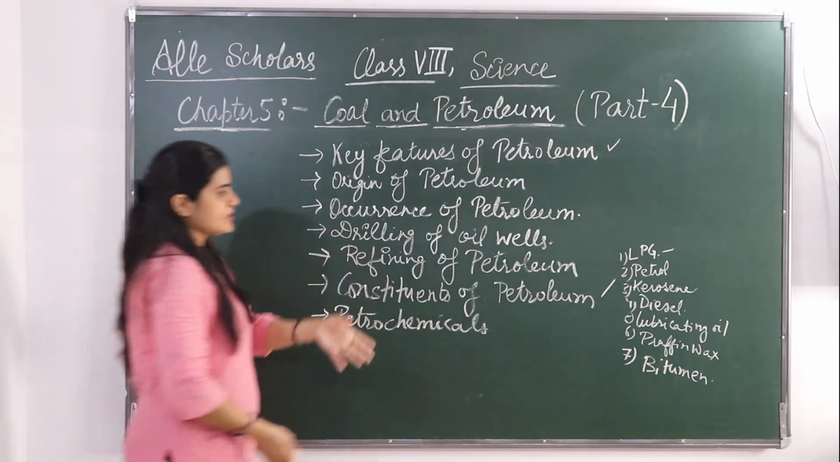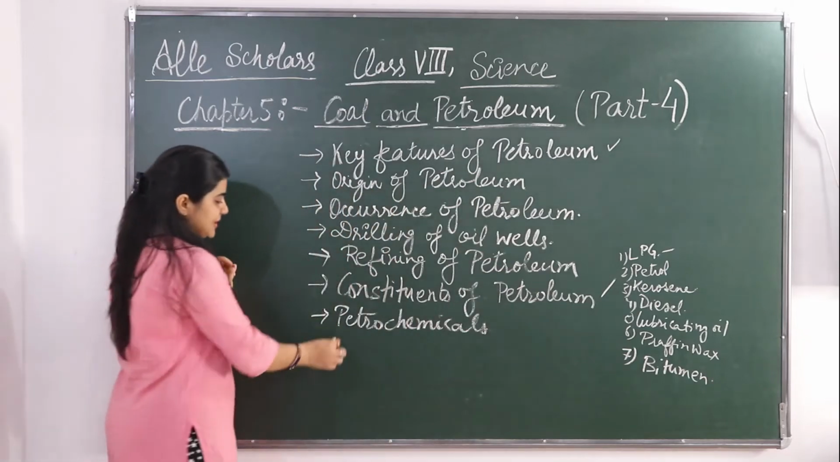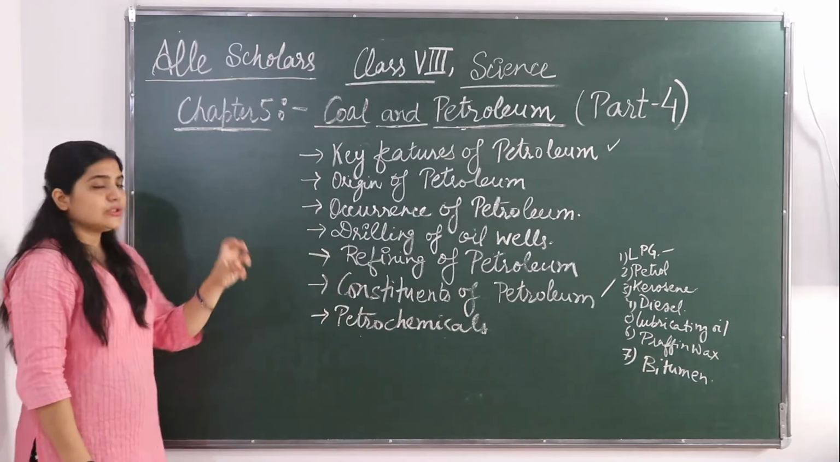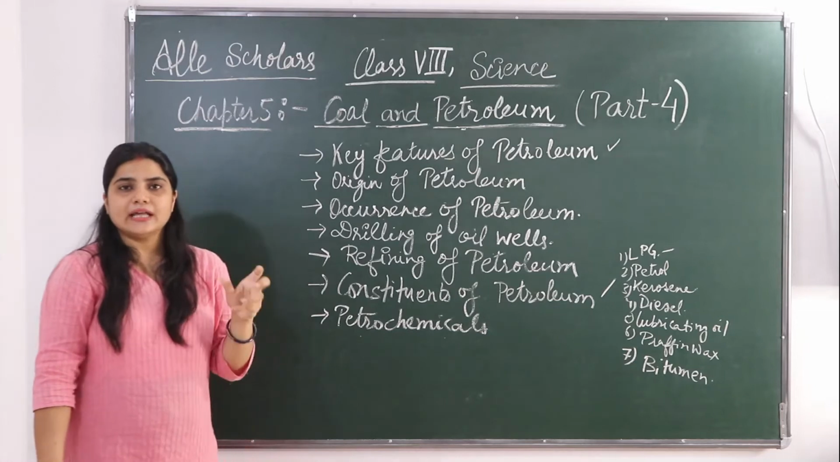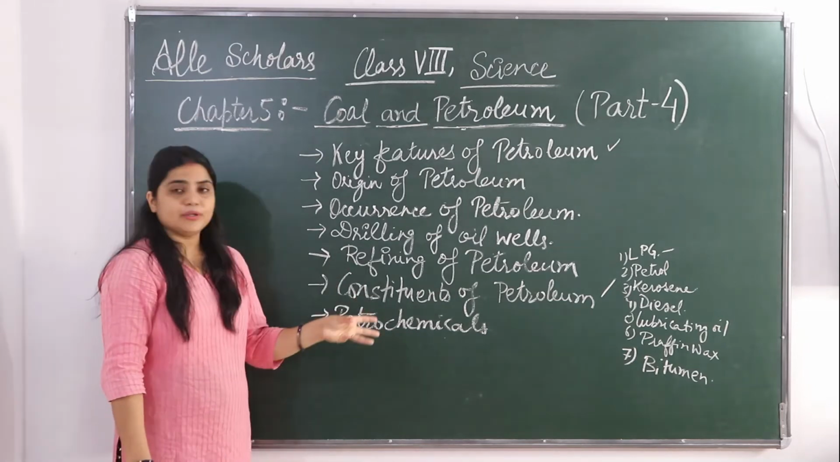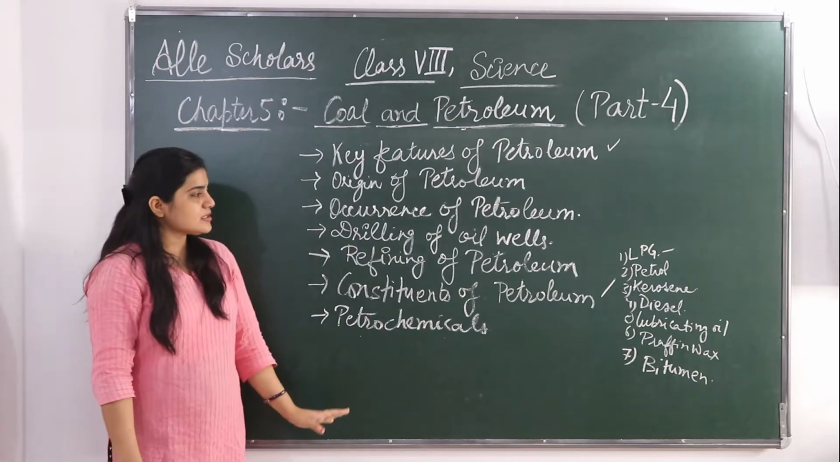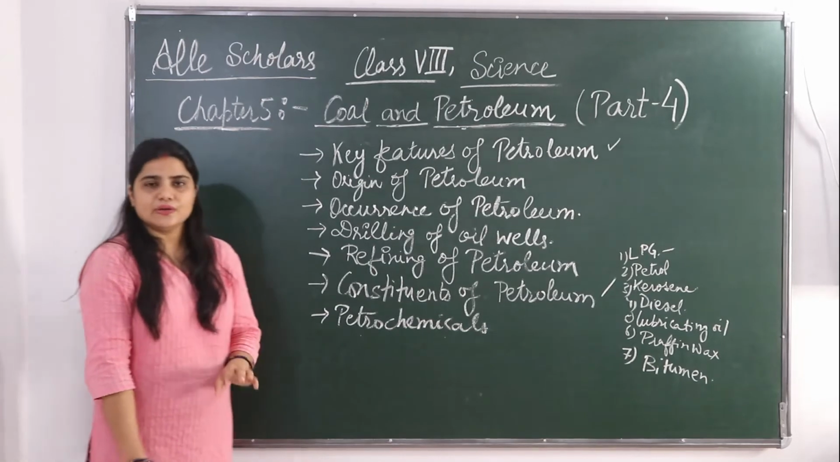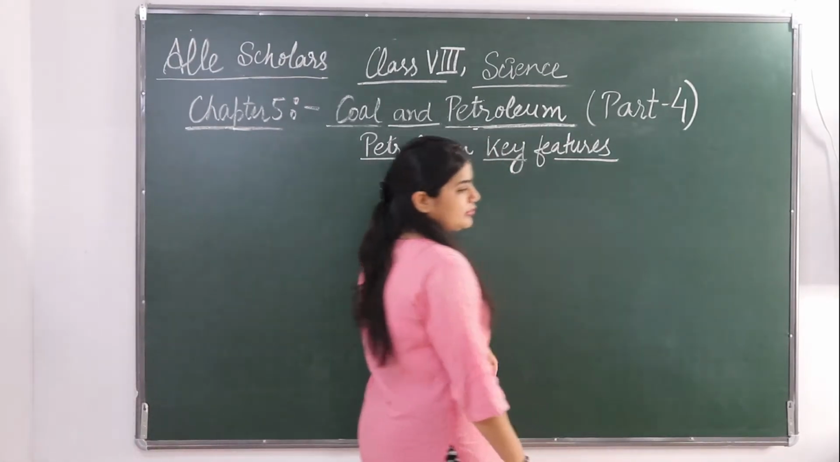So we shall be discussing all these 7, and in the last I will be telling you about petrochemicals and also the constituents that are obtained from the manufacturing of petrochemicals. So this is what we are going to discuss today. Let's start with the key features of petroleum.